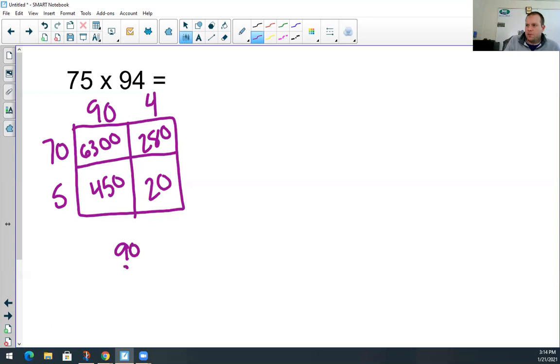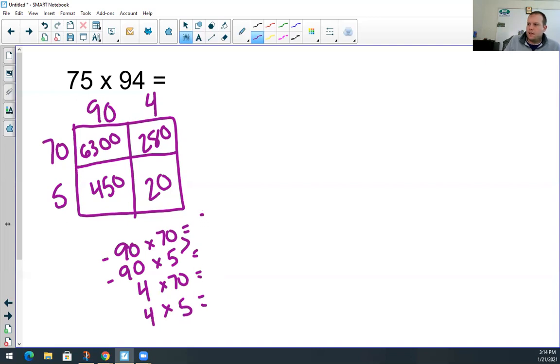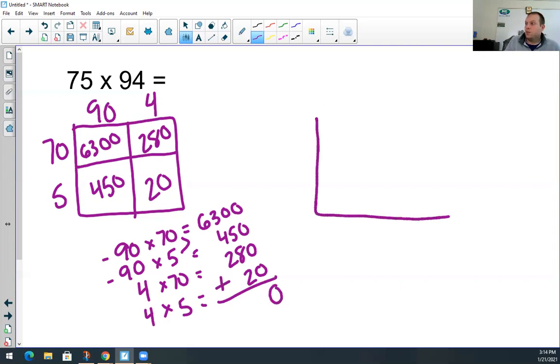Maybe you want to set this one up as 90 and 4, and then multiply by 75, 70, and 5. Notice how these are being separated instead of doing the same number in a row. As long as you're separating one of the sides, you should be fine. With your partial products, 6,300, 450, 4 times 7 is 28 with a 0, 4 times 5 is 20. Adding those together is what I'll do when I'm done with this beautiful lattice box.